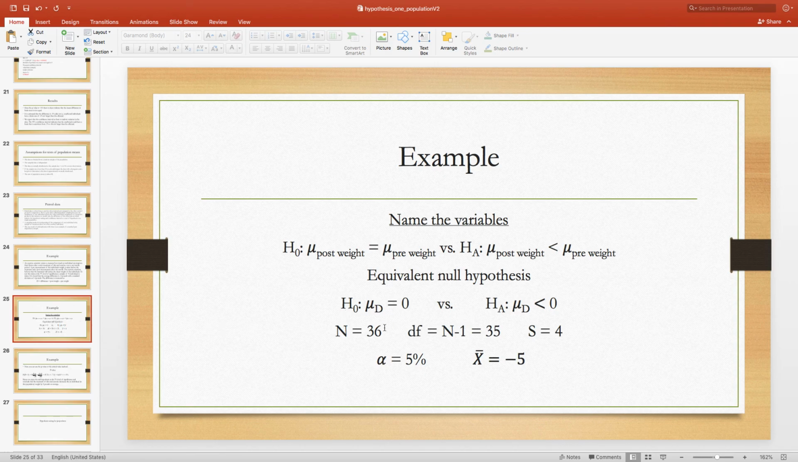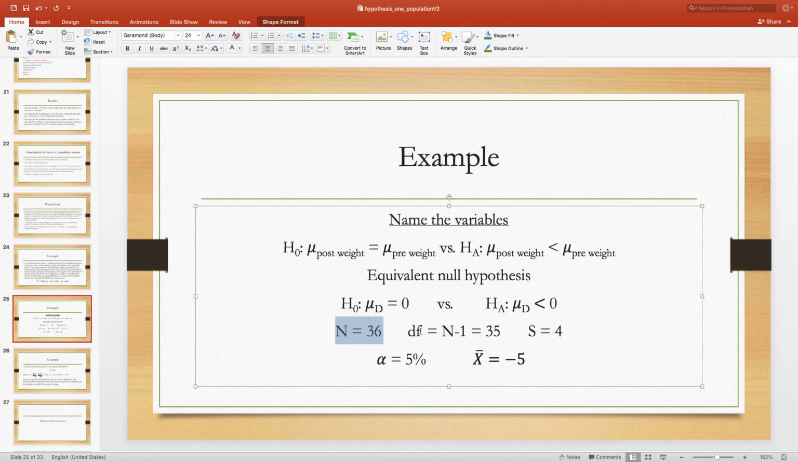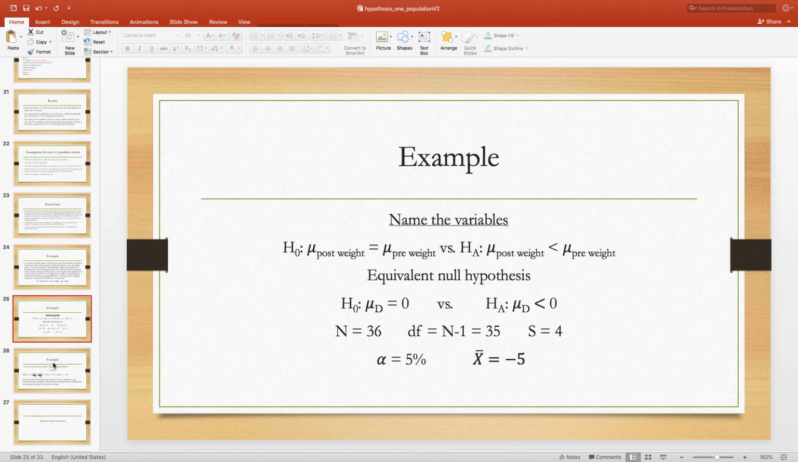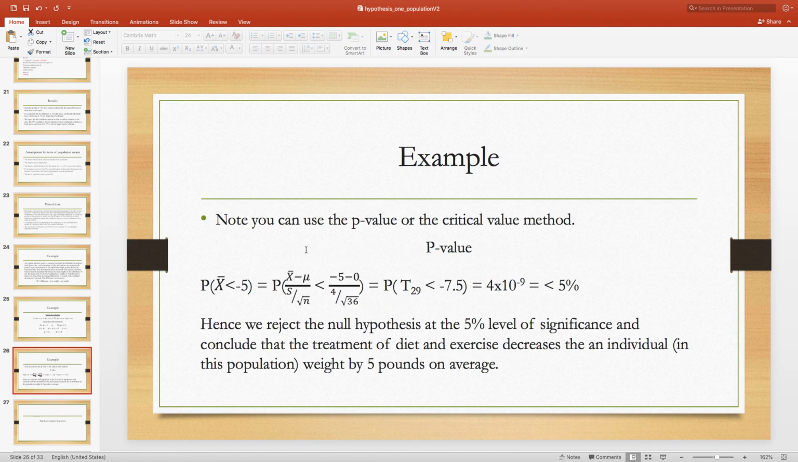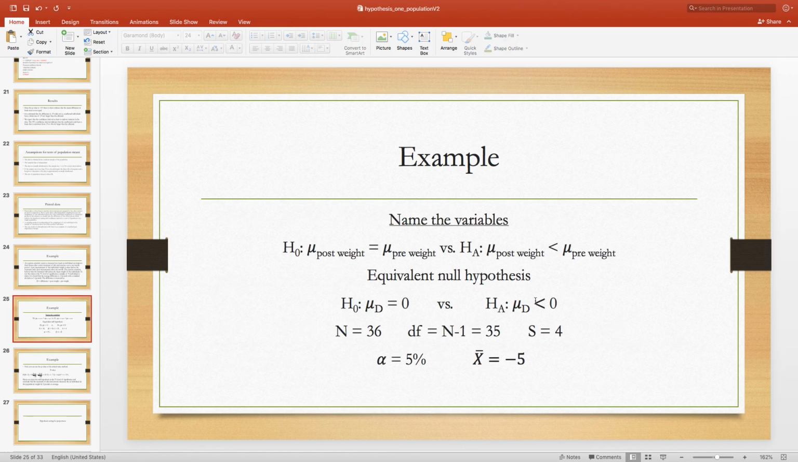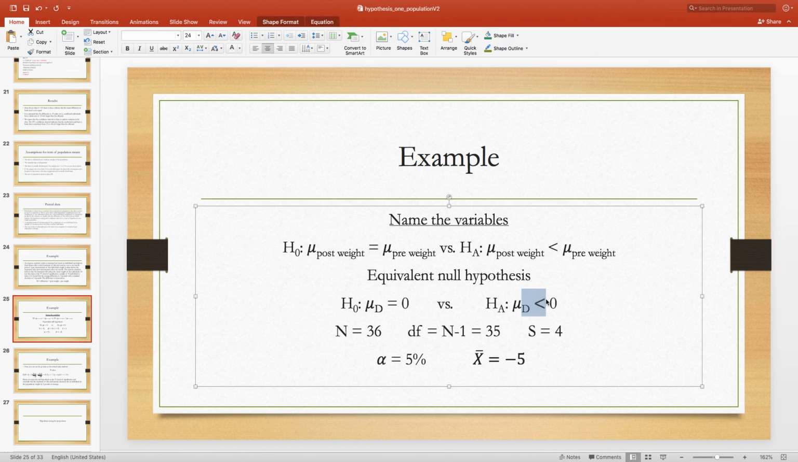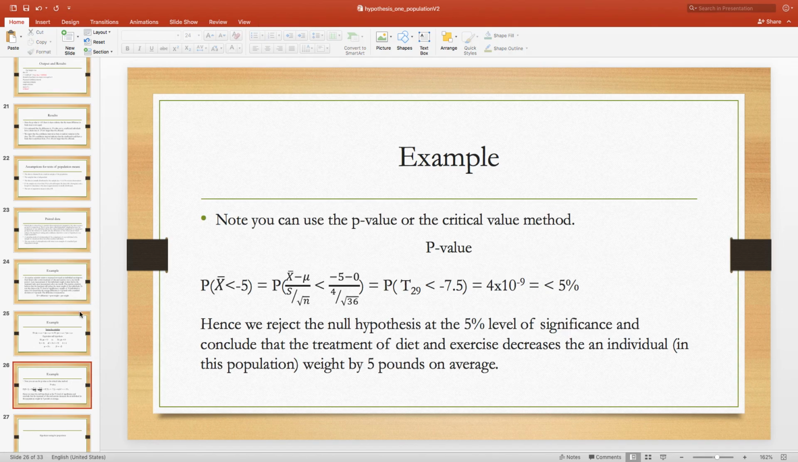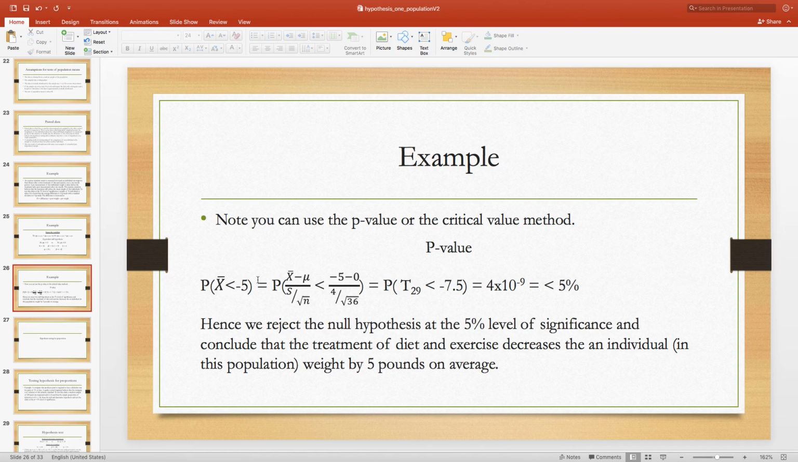Okay, so this is the information I have. I have 36 observations. I have 35 degrees of freedom, one less. My sample standard deviation is 4. I have a significance level of 5%, and my observed average is negative 5 pounds. So we're going to use the p-value to calculate this. I'm going to calculate the probability the sample average is less than negative 5 pounds. And I want to emphasize that less than comes from this alternative hypothesis. Okay, so I'm going to calculate the probability of observing the observed difference or less.